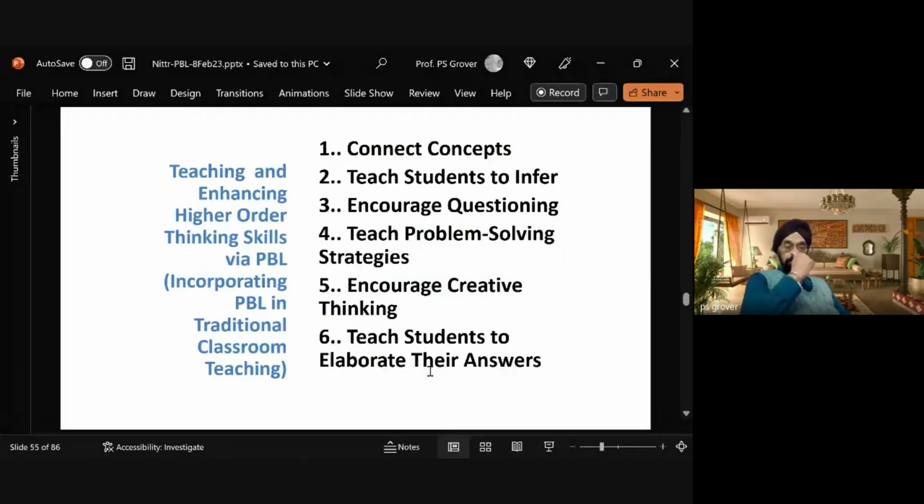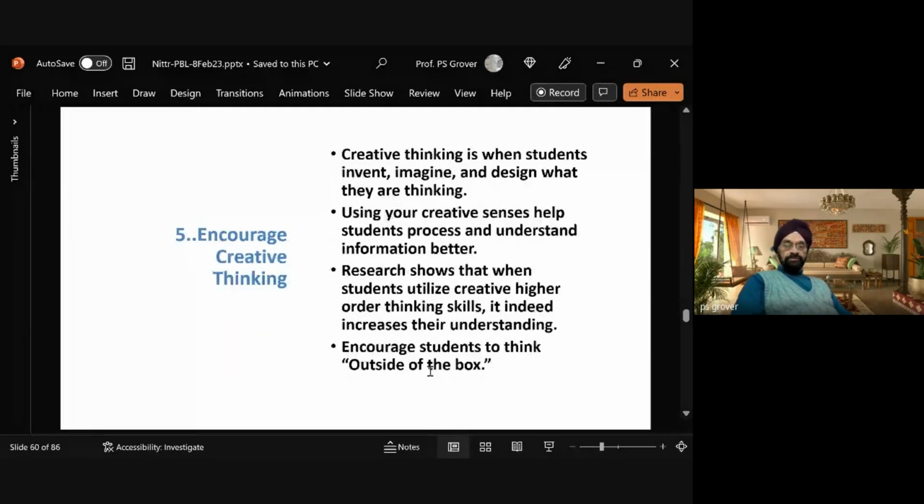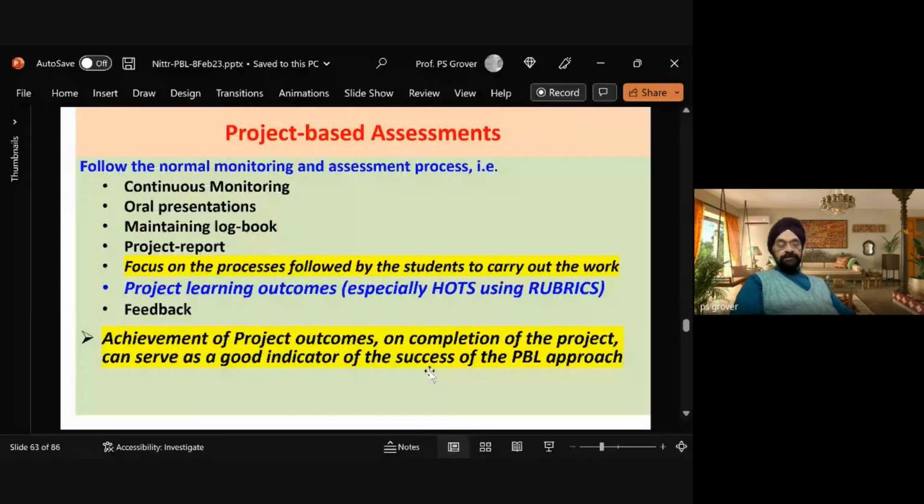So, teaching and enhancing higher thinking skills via PBL. Incorporate PBL in traditional classroom teaching, like connecting concepts, teaching students, encouraging creative thinking. These are some of the things which you can adopt. See, the point here is project-based assessment. Follow the normal monitoring and assessment process like continuous monitoring, oral presentations, making a logbook, and a project report, focusing on the process followed by the student to carry out the work. Now here, the assessment should be used with rubrics.